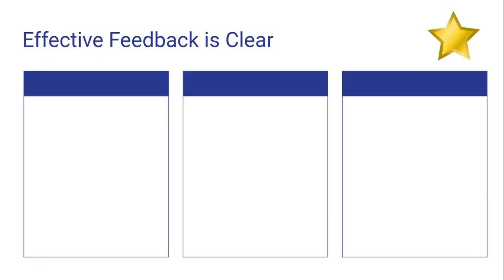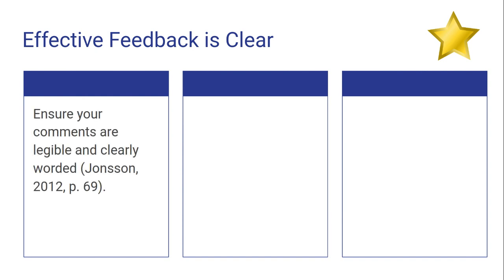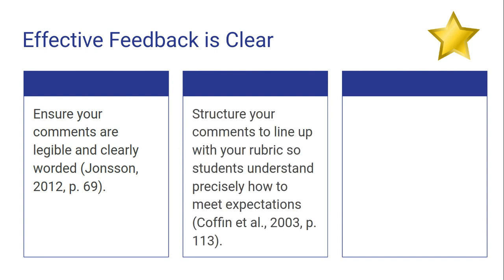Effective feedback is clear. Ensure your comments are legible and clearly worded. Write full thoughts in straight lines. Consider typing your comments and make sure you're avoiding jargon. A lot of the students that you get in an English 101 classroom are not going to be English majors. So definitely avoid jargon. Structure your comments to line up with your rubric so students understand precisely how to meet expectations.